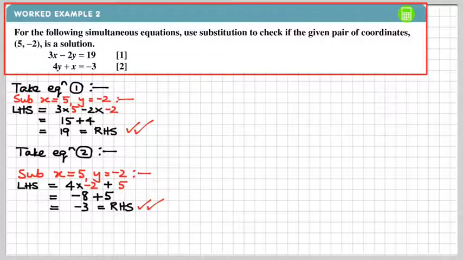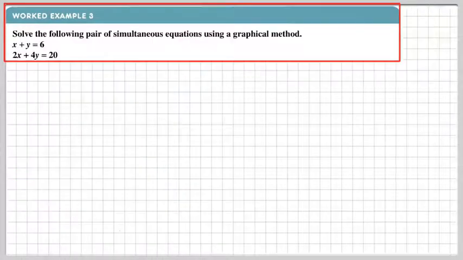So everything did work. That value of x and y simultaneously works in both of those equations. So yes, we have shown that it is a solution. Okay?